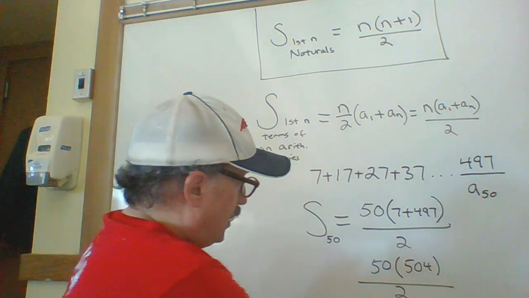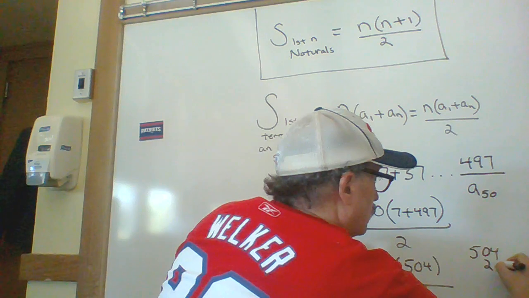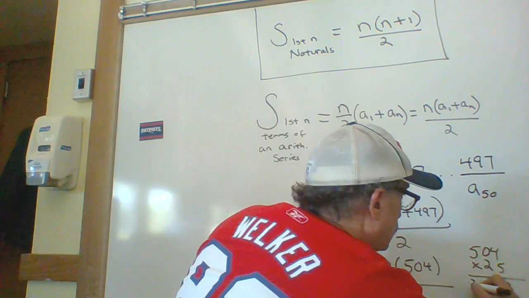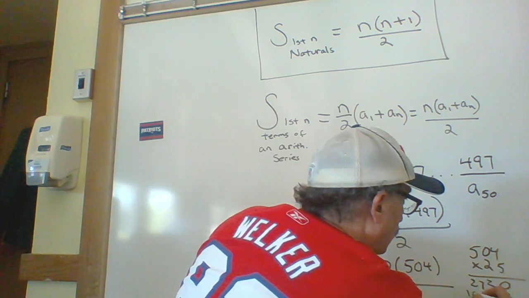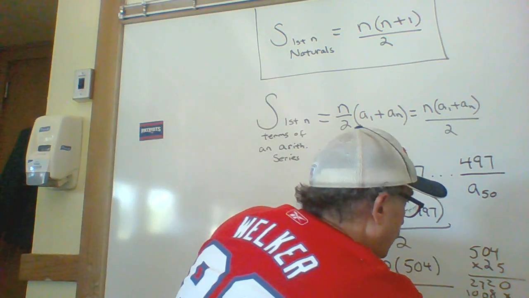25, we can cancel here, 25, right? 504 times 25, 50 divided by 2. Since I could just say, well, just work it out, but let's see what it is since we've come this far. And hopefully I didn't make any mistakes here.